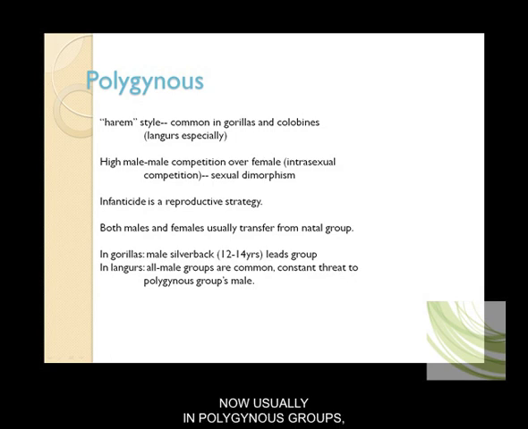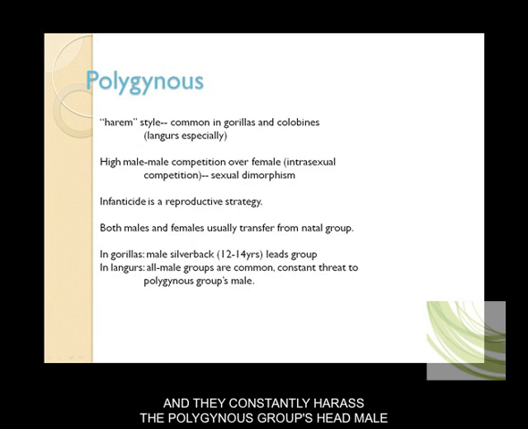Now, usually in polygynous groups, we see both the males and the females usually transfer out of the natal group, again to avoid incest. In gorillas, we see one male who usually has a silver back, who's between 12 and 14 years of age, lead his group. In langurs, we also see all male groups, sort of bachelor groups that are common, and they constantly harass the polygynous group's head male, trying to get in sneaky matings or take over the group.